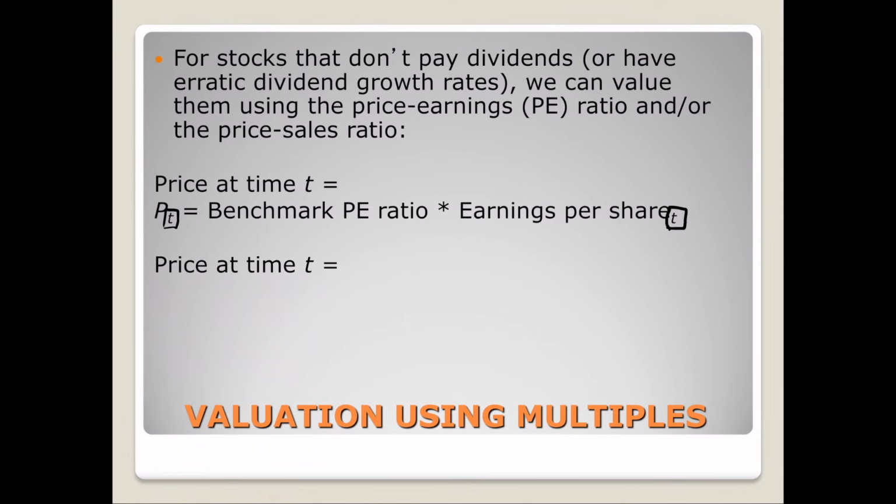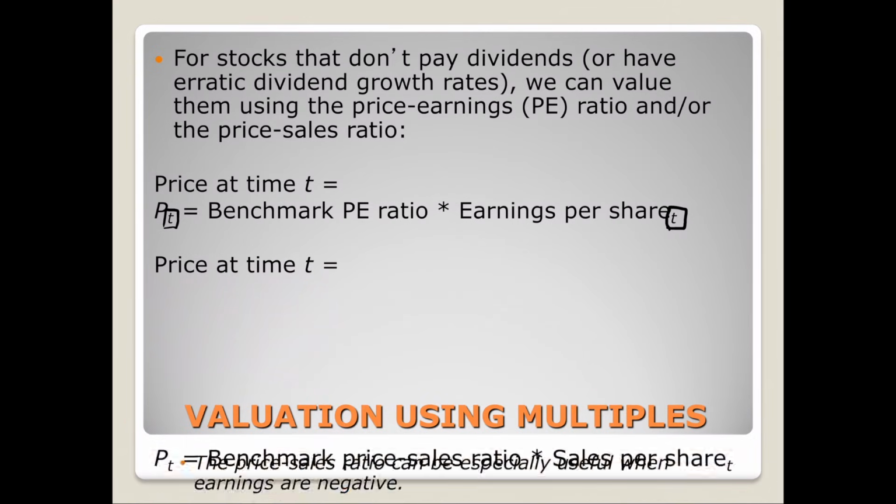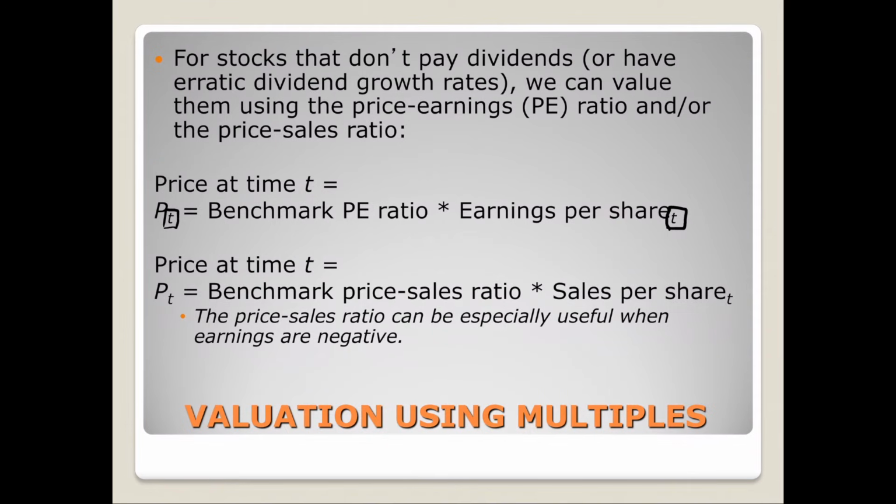And then if a company does not have actual earnings, but they still have sales, there's a variation of this multiple valuation that says that your benchmark, instead of PE ratio, you use a price to sales ratio. Instead of earnings per share, you use sales per share. So the price to sales ratio can be especially useful when earnings are negative. So for those companies that are just starting off or have not yet been able to generate positive earnings, you can still get a valuation for their share of stock using multiples, but using the price to sales ratio instead of the price to earnings ratio.